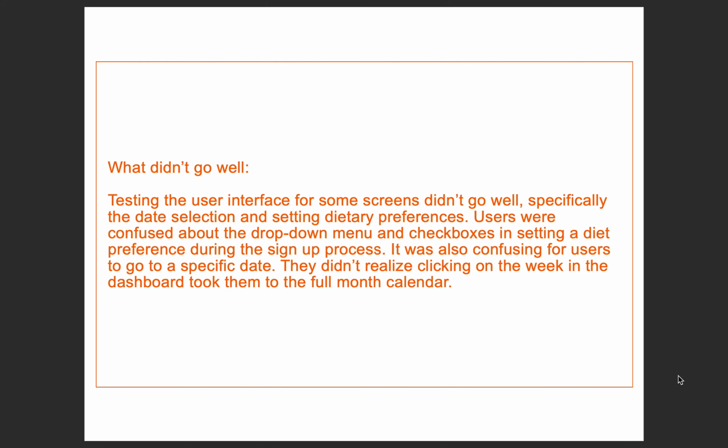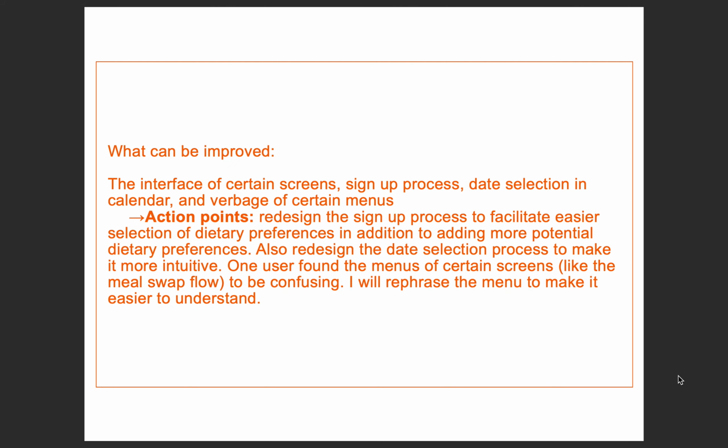So what didn't go well? Certain interfaces, specifically with the sign-up process. They didn't like the layout of it, and it was also confusing going to specific dates to generate meals. So what I could improve would be the interface of certain screens, especially the sign-up process, the date selection, and then also the verbiage of certain menus.